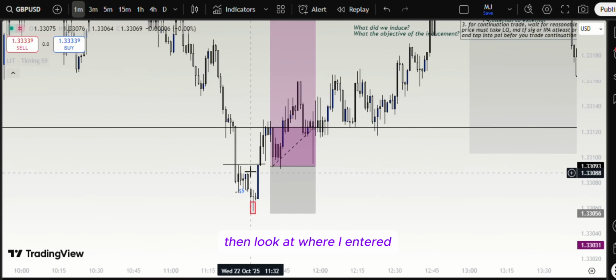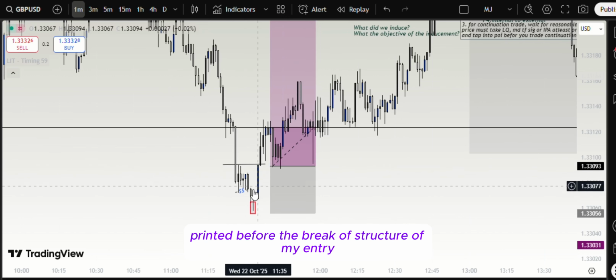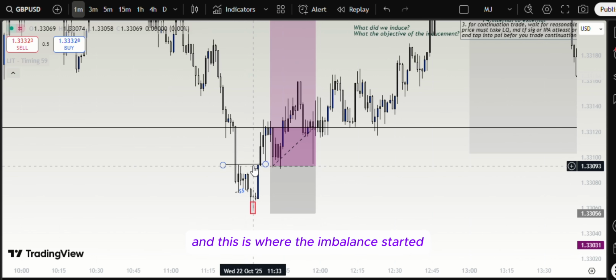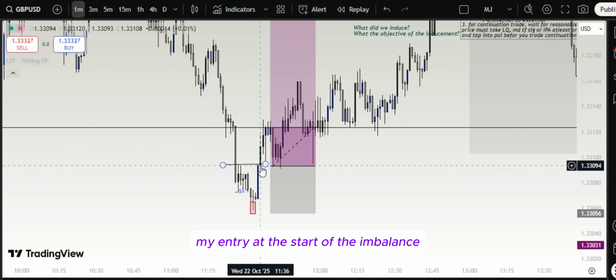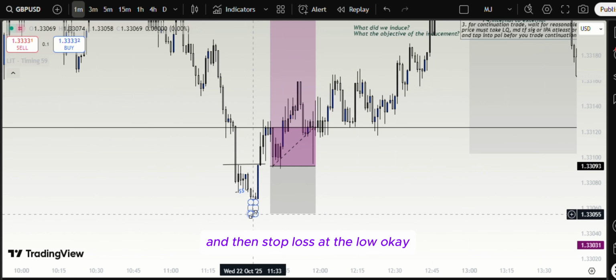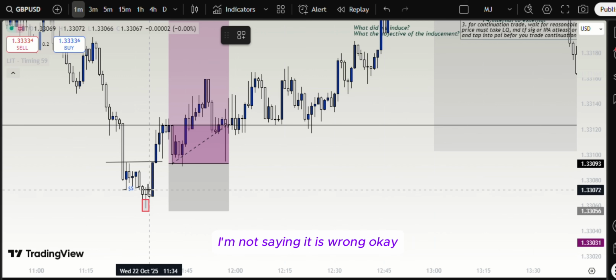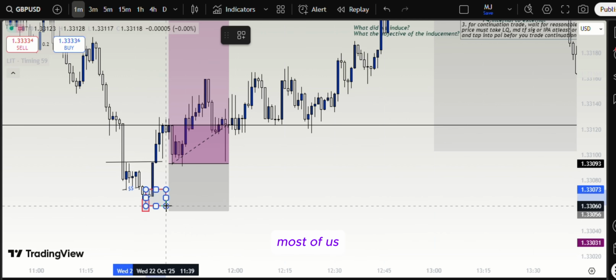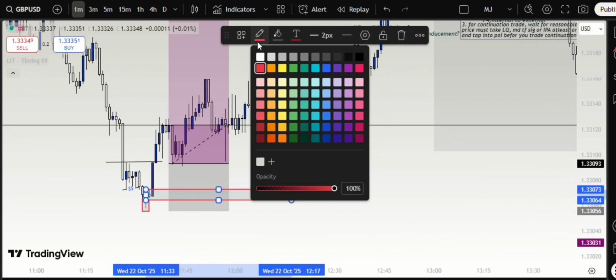Okay, then look at where I entered. I always enter at the imbalance printed before the break of structure of my entry, and this is where the imbalance started. So I placed my entry at the start of the imbalance, and then stop loss at the low. Okay, now imagine most of us, don't get me wrong, I'm not saying it is wrong, okay? Most of us are going to put our entry at the order block.